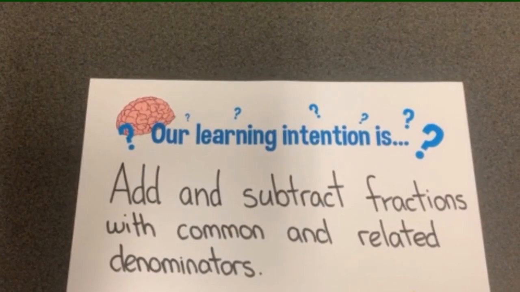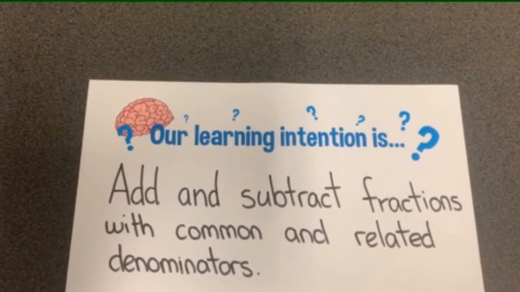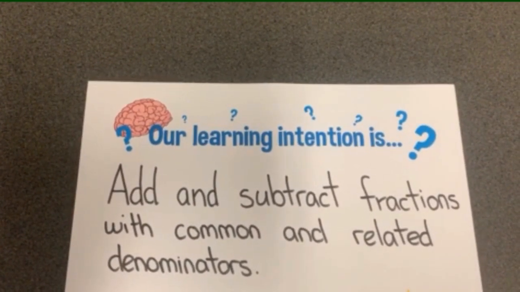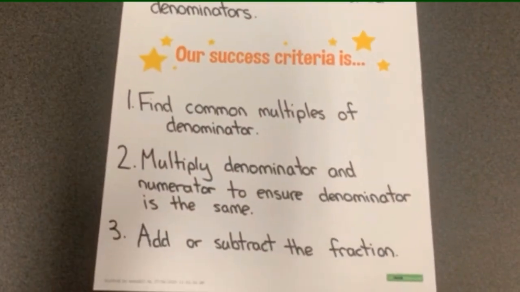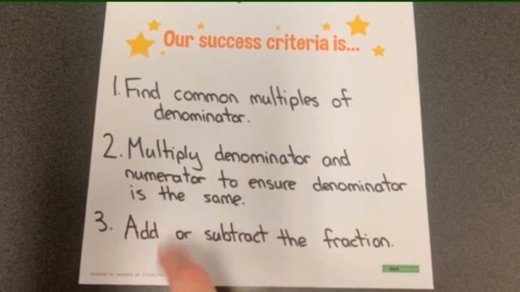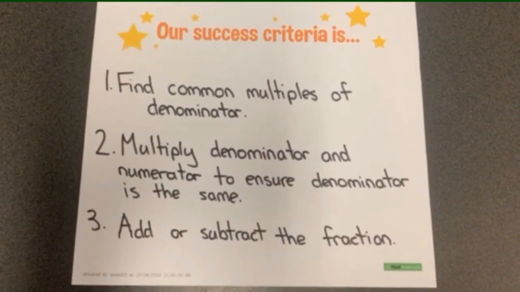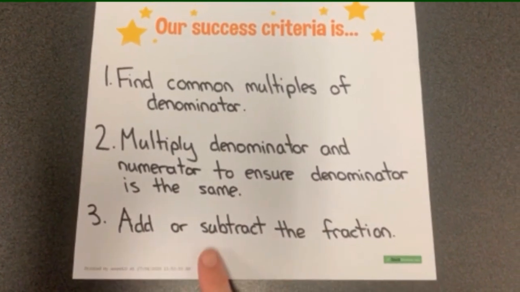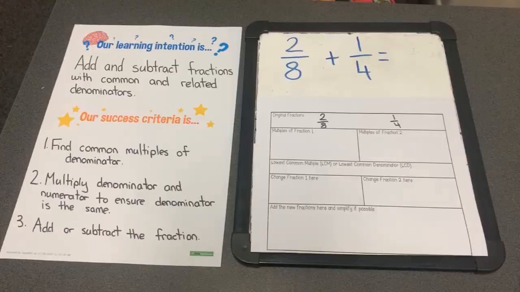Alright, our learning intention today is to add and subtract fractions with common and related denominators. We will be successful when we find common multiples of the denominator, we multiply the denominator and numerator to ensure the denominator is the same, and then we can add or subtract the fraction.